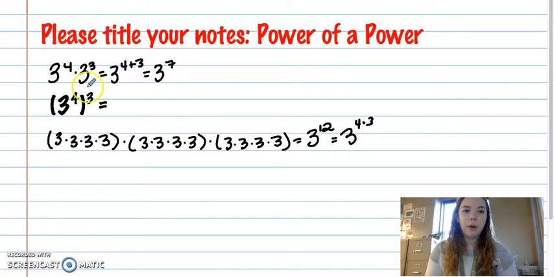Okay, so when you have a power to a power, that's where you multiply your exponents. When you were multiplying two powers, that's when you add your exponents. These are two different types of problems. So you have to be able to tell the difference when doing them.